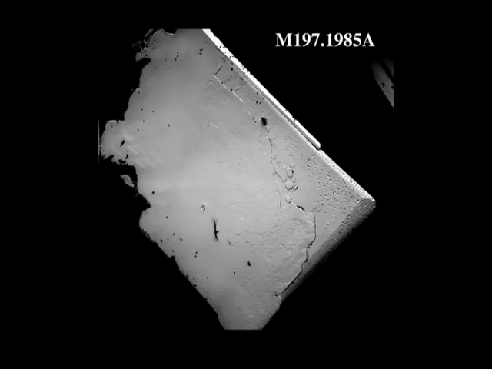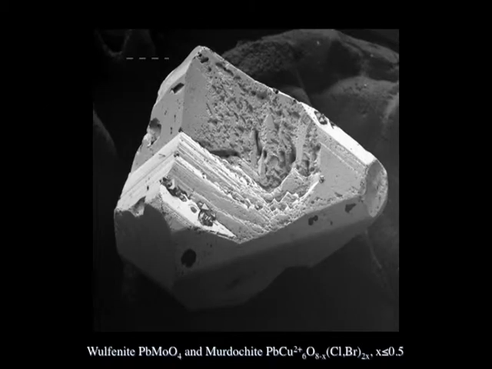And just to finish off, we have a wolfenite studded with tiny crystals of murdochite, just showing the chemical microenvironments involved here. That murdochite is very rare and generally only occurs on the surface of wolfenite.